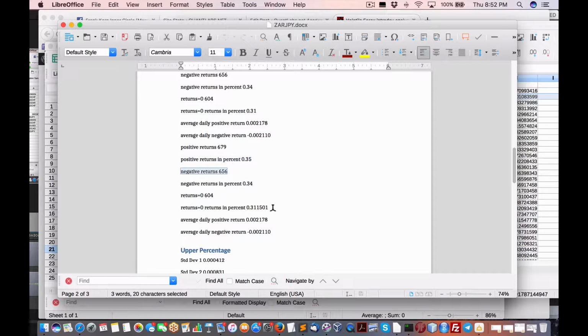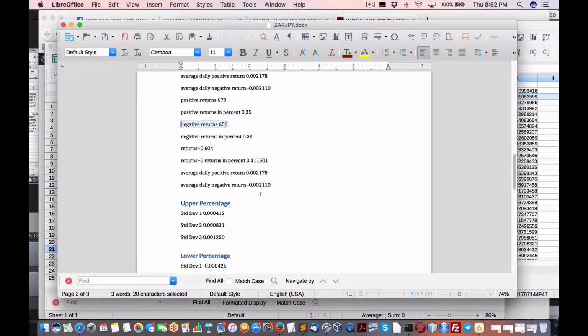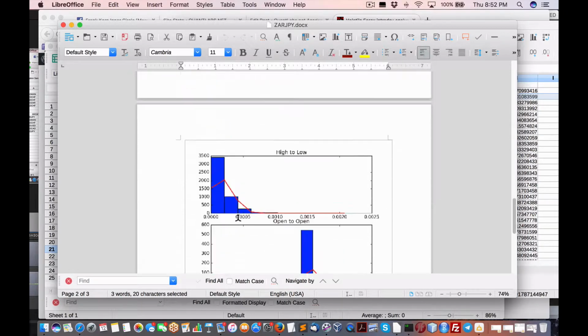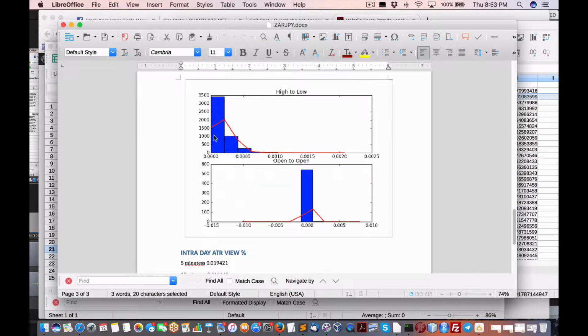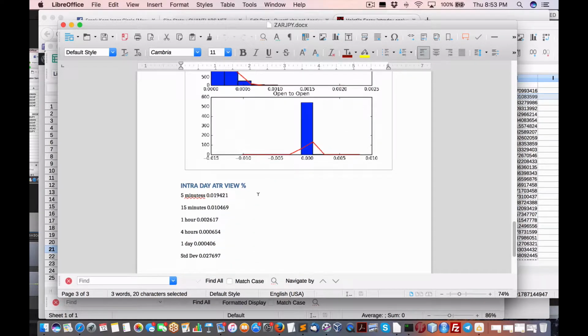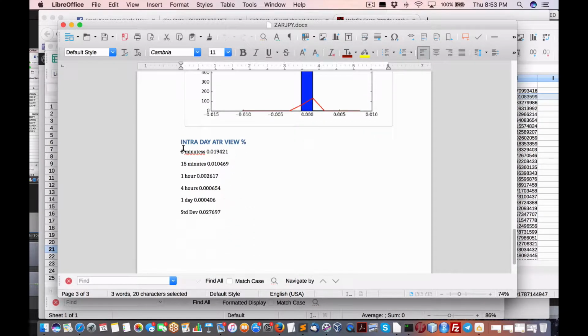Here's the totals, negative and positive returns as well. So here's our standard deviation as well between 1, 2, and 3. Seems to be well within the ranges. And here's our open, high to low, fairly stable. Here the high to low, but we'll do a comparison between the two.